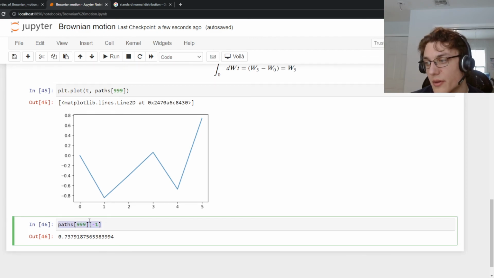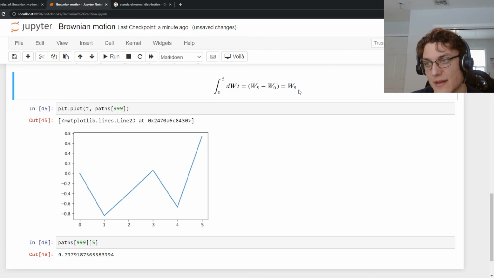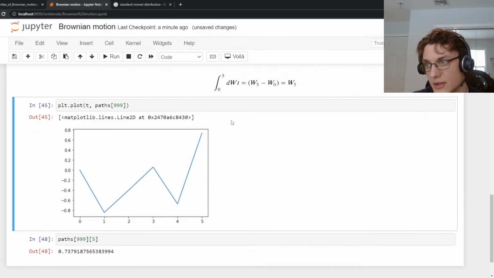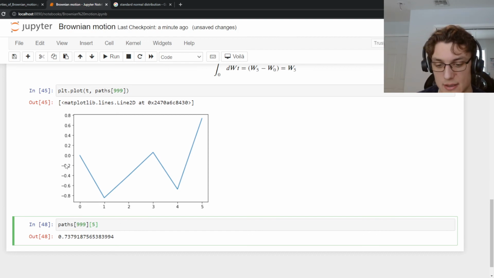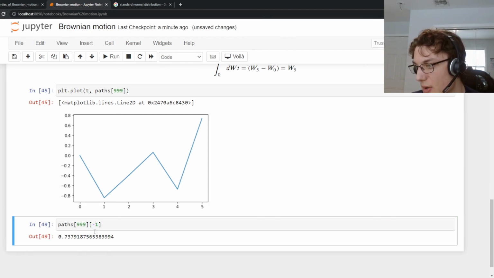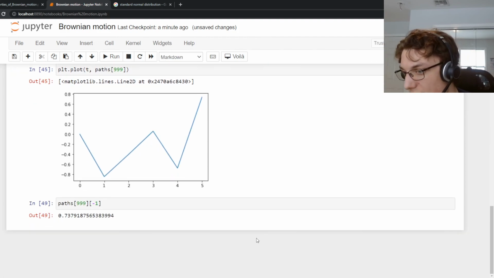And lo and behold, this is just getting the last item in the list. If it's better for you to see that, for the fifth element in that path, which is the solution to this integral, then so be it. But it's the same thing as referencing the last element. So this is precisely what we're referring to when we're looking at the change in Brownian motion over time.